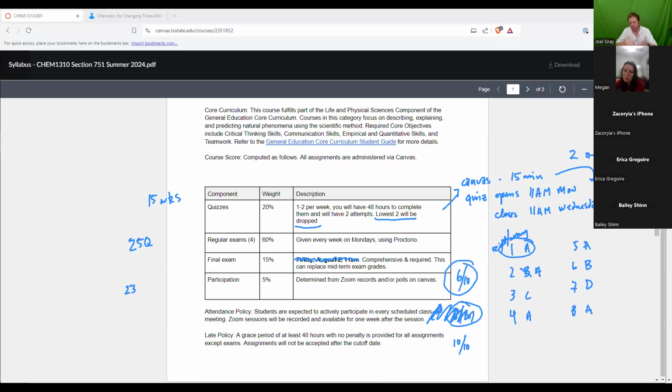So that's one of the biggest differences from this class and other classes. The quizzes are open note. They're kind of the same thing as homework in some senses, but there's just a limited window in which to do them. Okay, let's see.